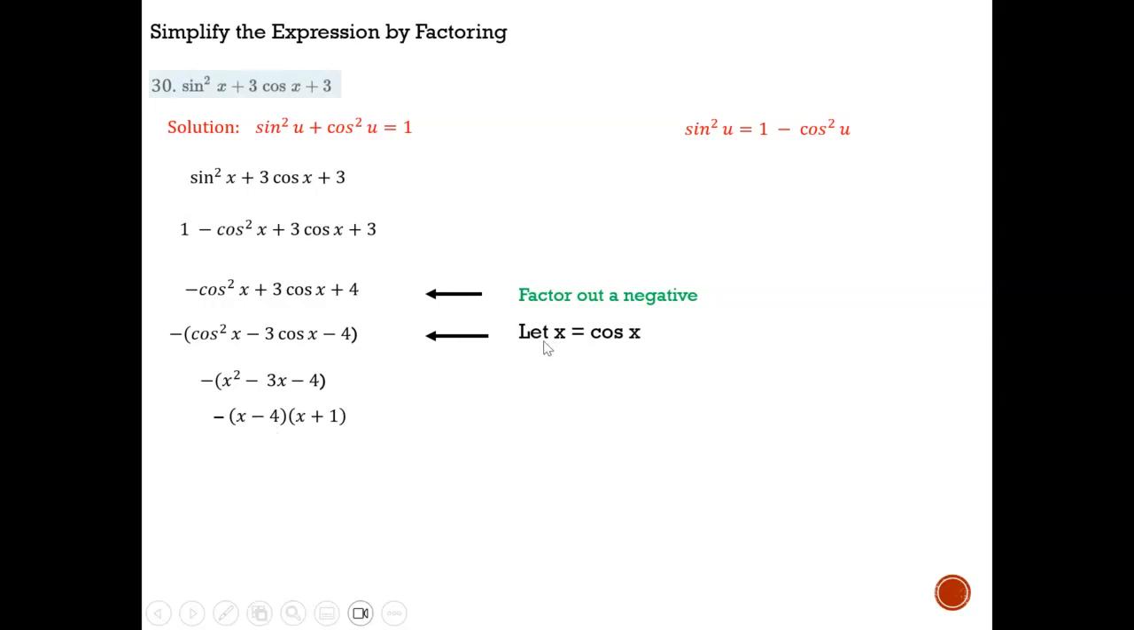But now we have to go back and plug in cosine of x for every x. And here's my result. Negative, parentheses, cosine of x minus 4, close parentheses, open parentheses, cosine of x plus 1.